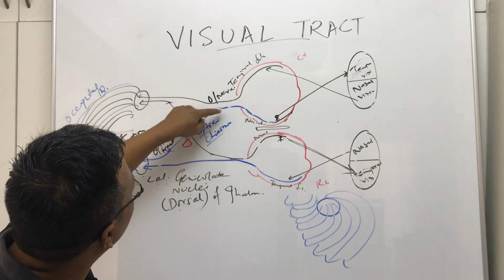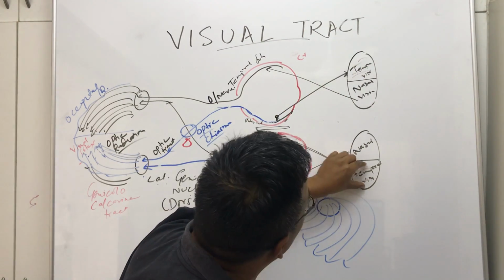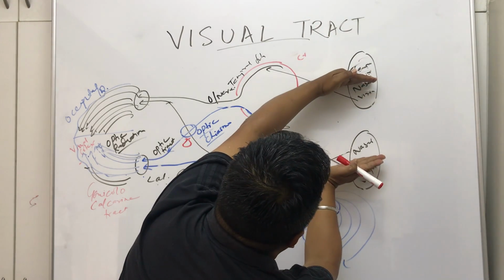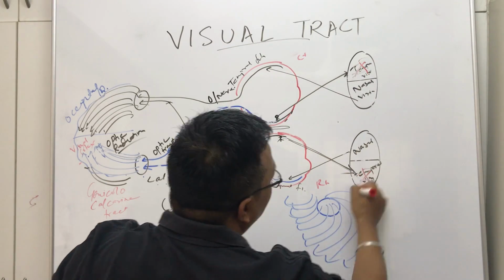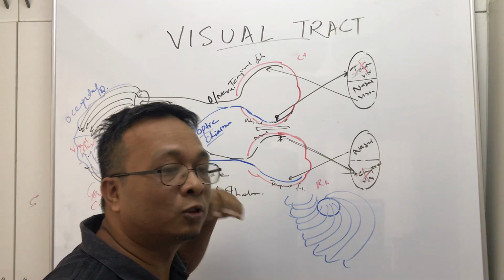Why? Because the nasal fibers are affected. When nasal fibers are affected, temporal vision will be affected, on both sides. So you can see this part, but you cannot see this part and this part. This part is lost. That's why you need to know this anatomy. That's why it's so important.